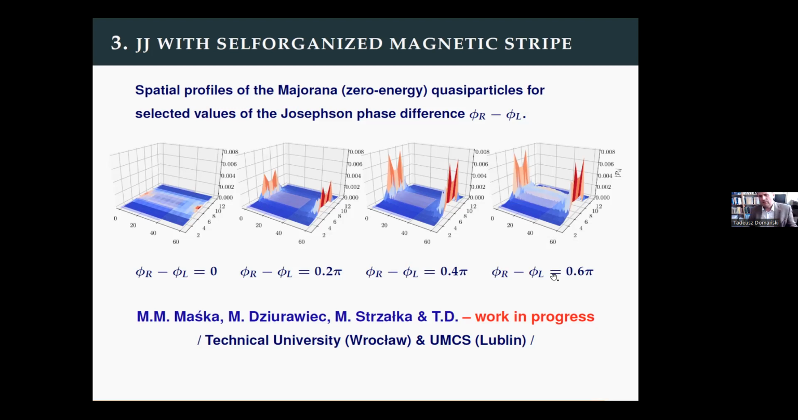Actually, we are not yet fully confident that the optimal conditions are at pi difference between left and right. This is still work in progress. Exactly today Maciek Maśka is presenting preliminary results during the APS meeting in Las Vegas. So hopefully we can pretty soon complete the full set of results.